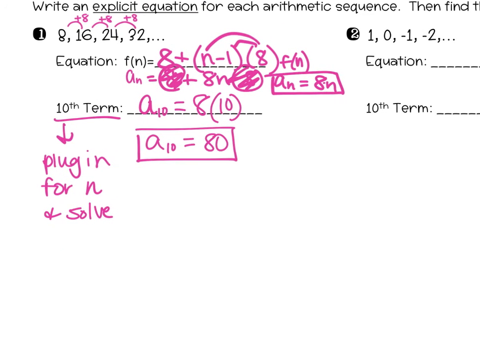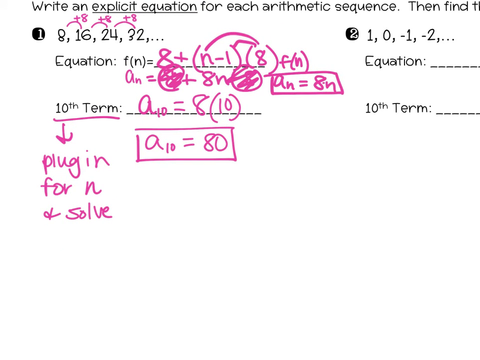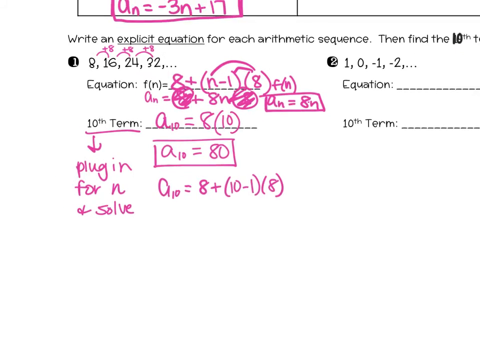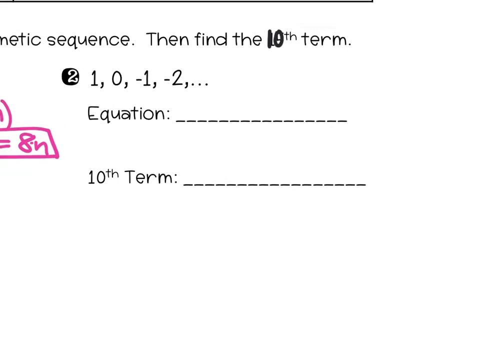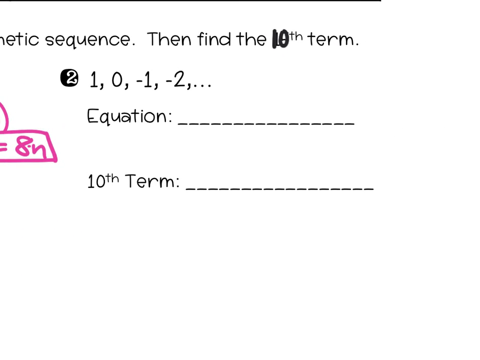If you had plugged it into the equation or the formula here before we simplified, that will still work, okay? So like if I had done a10, or the 10th term, equals 8 plus 10 minus 1 times 8. That still comes out to 80, okay? So if you forget to simplify and plug in, you would still get the right answer if you had written your original correctly, okay? All right, so I want you guys to pause and give number 2 a try.